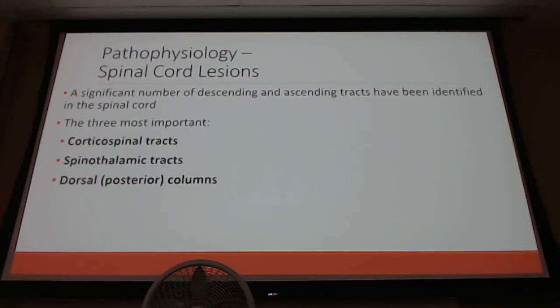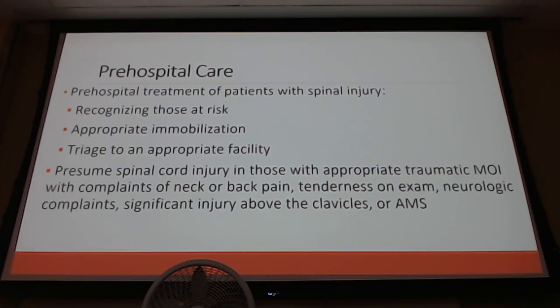And then we have our descending and ascending tracts. We won't get too crazy into it. We've got our corticospinal, which is like our upper and lower motor neurons, so you can have contralateral distal limb issues in your hands or your fine motor movement. Spinothalamics are pain, temperature, touch, pressure. And then the dorsal columns are going to be our fine discrimination, proprioception, and vibration.